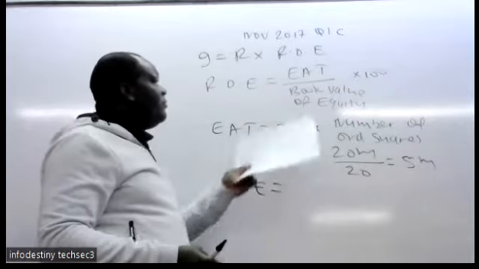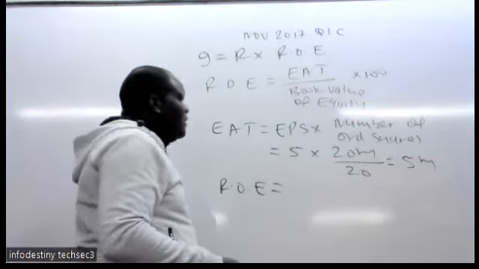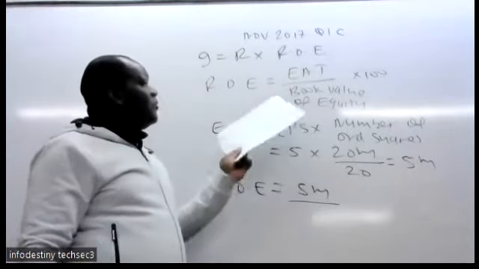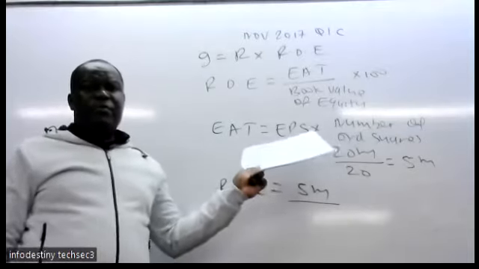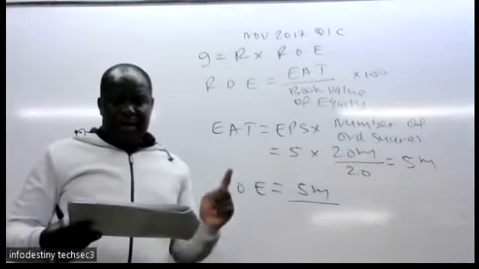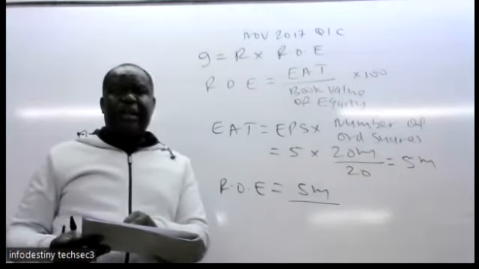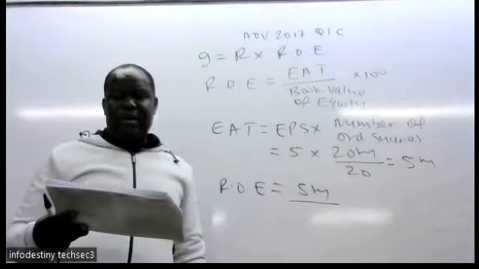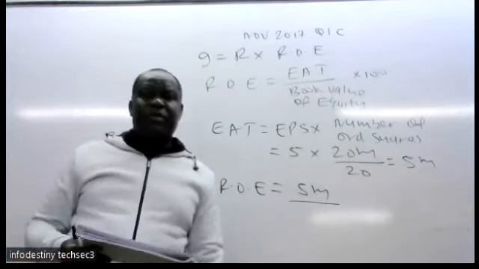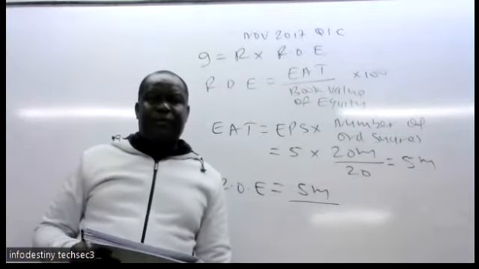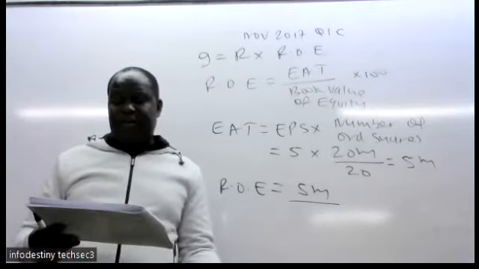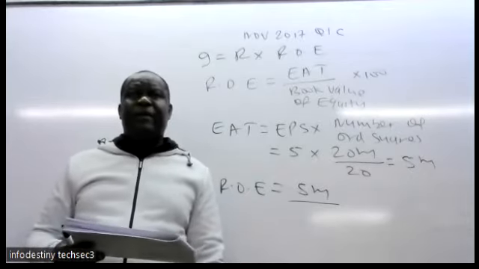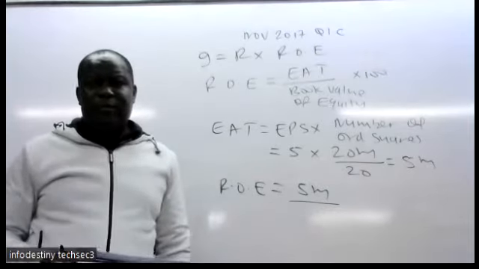So return on equity, it is earnings after tax, which is 5 millions. To get the book value of equity, remember to add ordinary share capital of 20 million plus the reserves. The question has given you ordinary share capital of 20 million, reserves of 5 million. When you add them together, they should give us which figure?